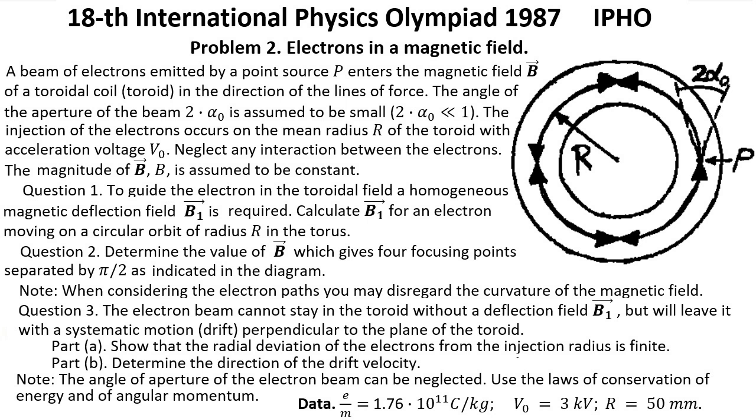Note, the angle of aperture of the electron beam can be neglected. Use the laws of conservation of energy and of angular momentum. Given data: charge e over mass m is 1.76 × 10^11 coulomb per kilogram, V0 equals 3 kilovolt, R equals 50 millimeters.